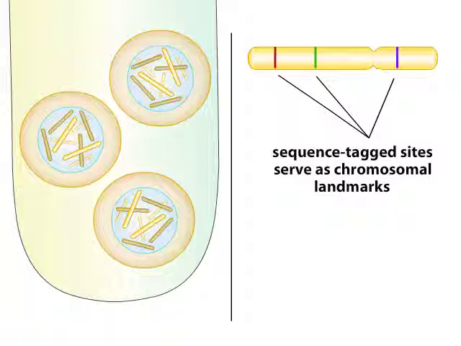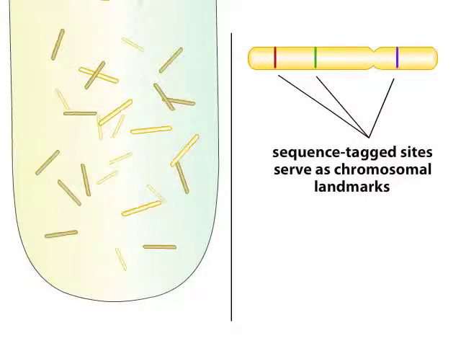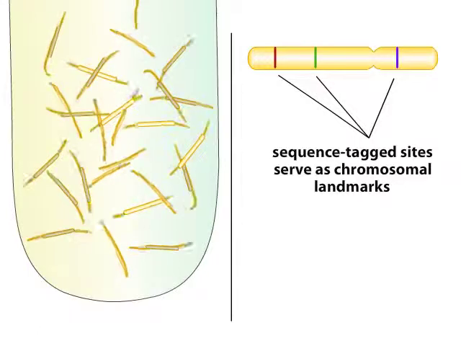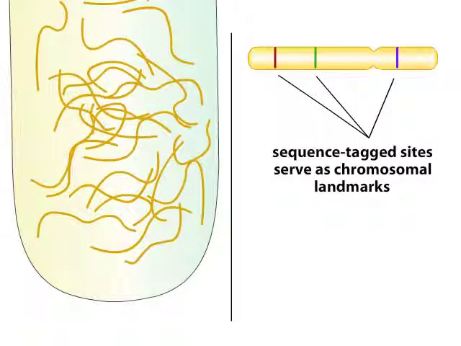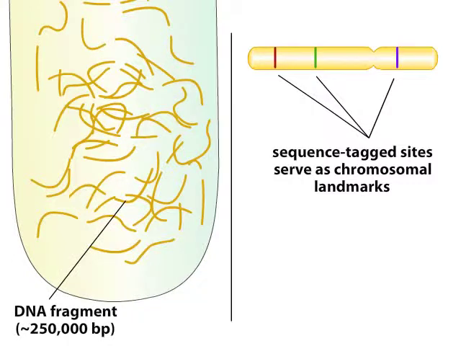The chromosomal DNA is purified and the other cellular components are removed. The compacted chromosomes uncoil to form long strings of DNA. Enzymes are used to cut the DNA into relatively large fragments, each about 250,000 base pairs in length.